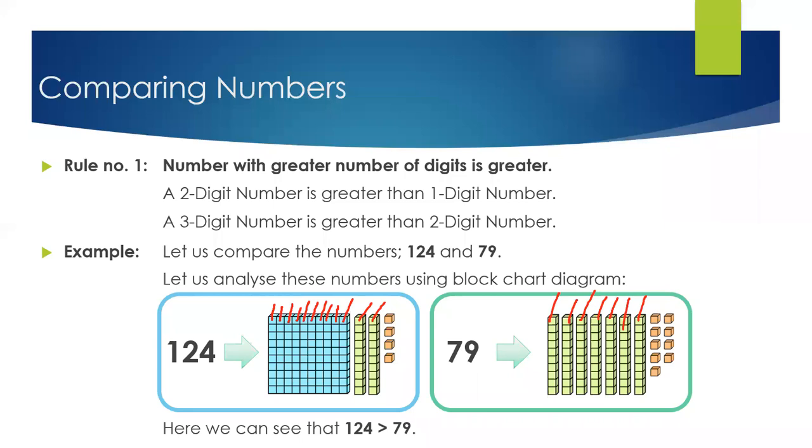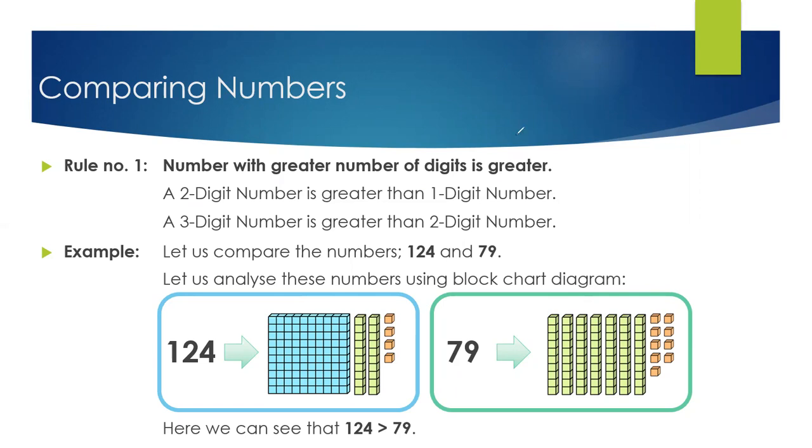Whenever you are having two numbers with different numbers of digits, the number with greater digits will be greater than the other number. Here we were having two numbers, 124 having three digits and 79 having two digits. So the number 124 is greater than 79.